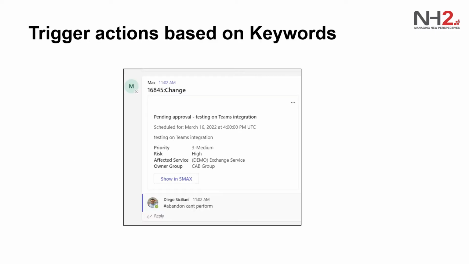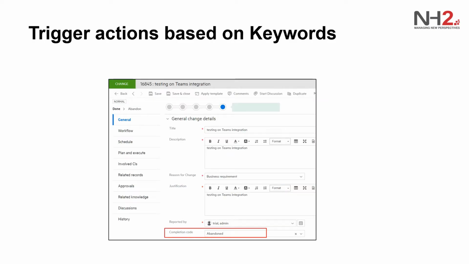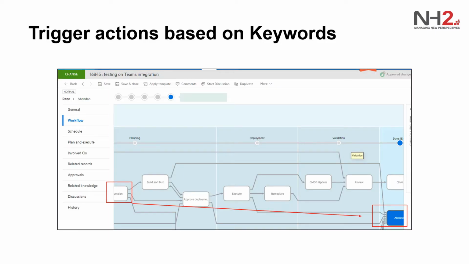In here, when a member replies with a message starting with #abandon, SMAX will show the message in the discussion tab and the completion code will automatically change to abandoned. If you look into the workflow, it has moved from the approved plan to the abandoned stage.